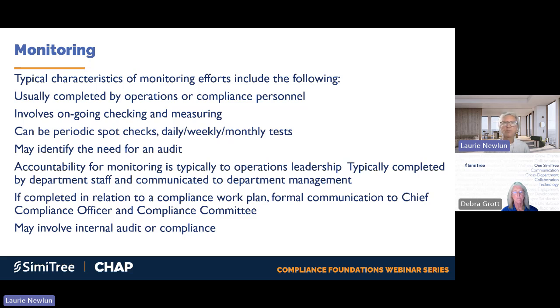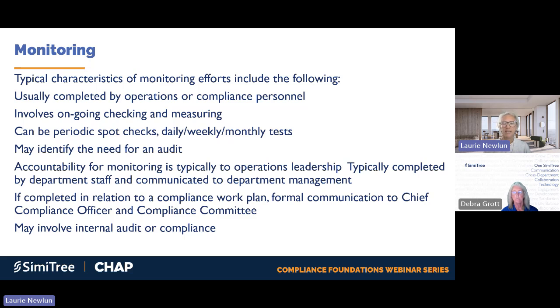It has accountability for monitoring. That's typically to an operational leadership. So it might be a department manager. It might be a VP over a certain area of the organization. It's typically completed by departmental staff and communicated to departmental management. So you might have, for instance, a QAPI audit group who looks at your internal monitoring, and they may be ones who really do spot checks for you, or you may have folks within your own department, sometimes nursing, for instance, in most organizations, will do some kind of their own internal monitoring. It's completed in relation to a compliance work plan.